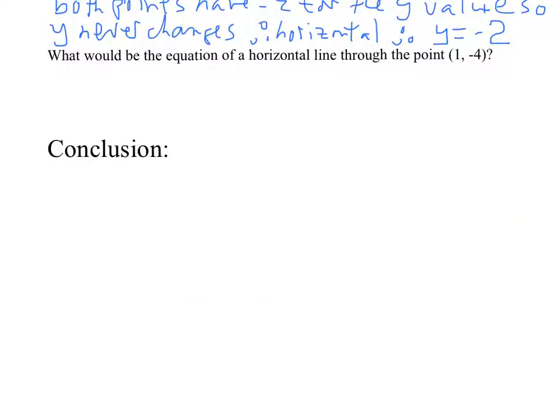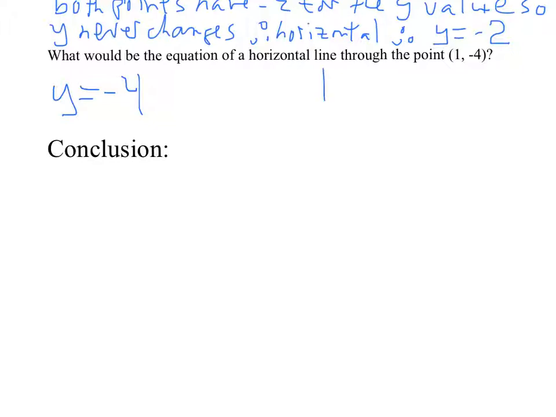All right, so back at it here. This last question, what would be the equation of a horizontal line through the point 1, -4? Yes, so Kyle's got this right away. He sees math in his head. Y equals -4. Let's just think about this for a second.